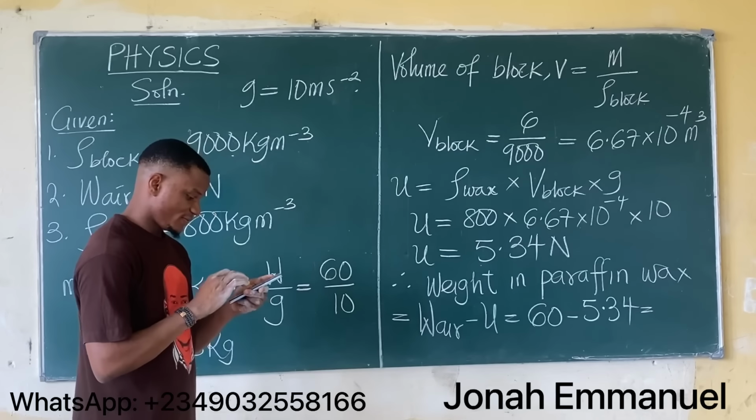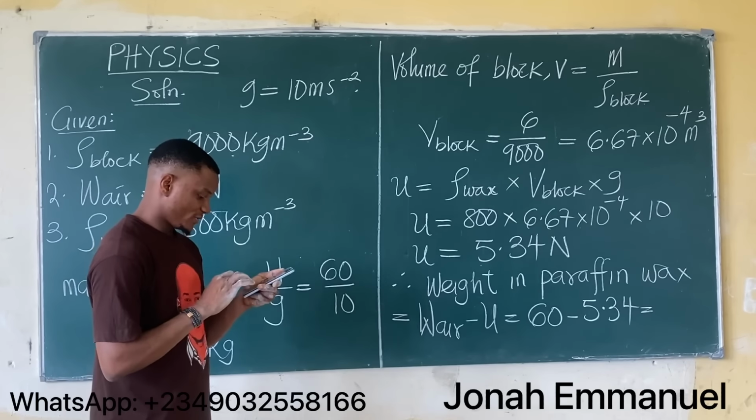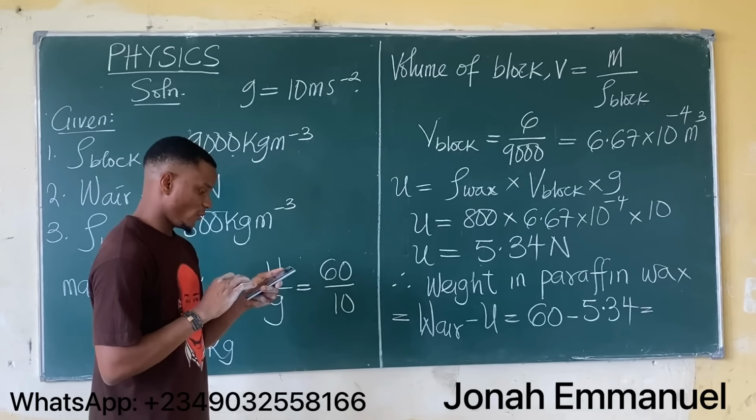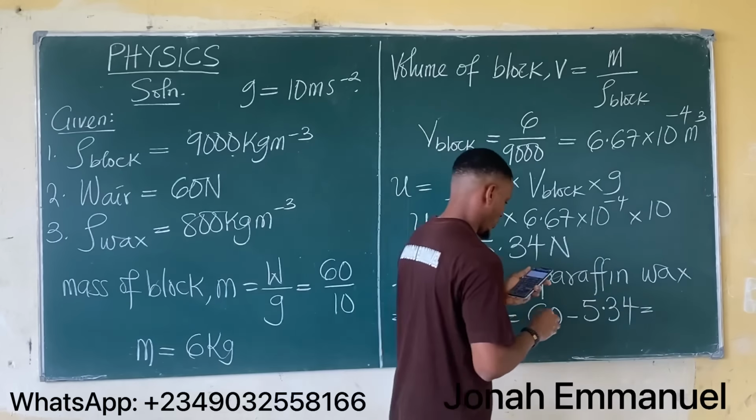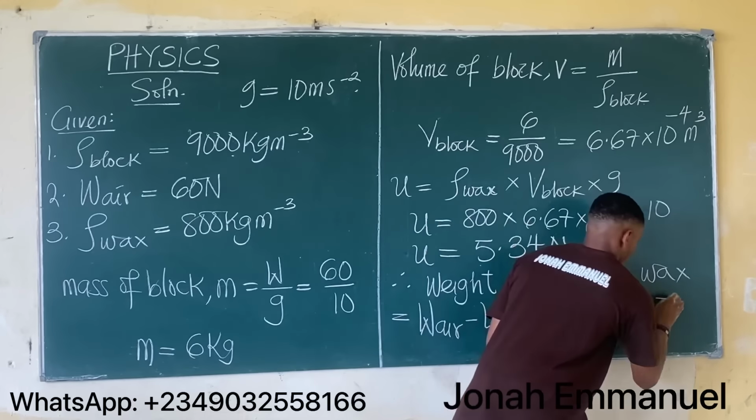So 60 minus 5.34, that's about 54.66. I'm looking for what there? Weight. So that should be Newton. Alright, so the answer becomes 54.66 Newton. So this is the weight of the block in paraffin wax. So this is how we solve this question.